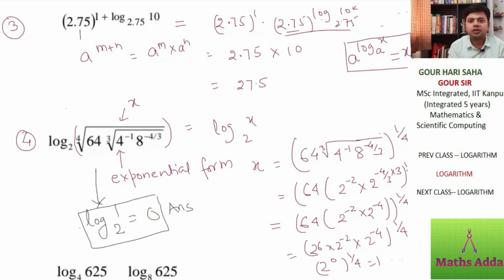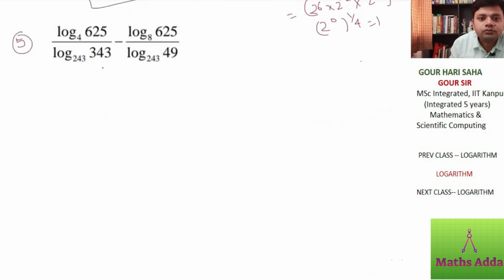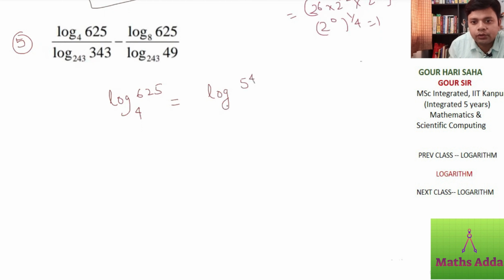I hope you got it. Fifth question. Now this is log of 625 base 4. 625 is what? It is 5 to the power 4. So it is log of 5 to the power 4, and 4 is 2 to the power 2. What can we do? This is 4 by 2 log 5 base 2.